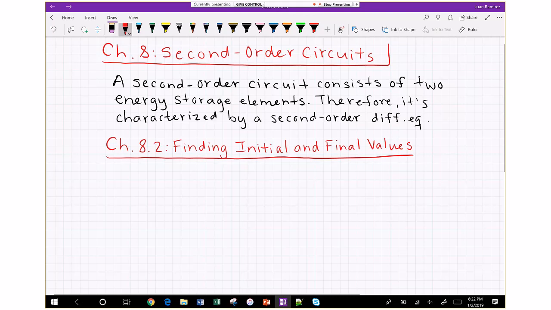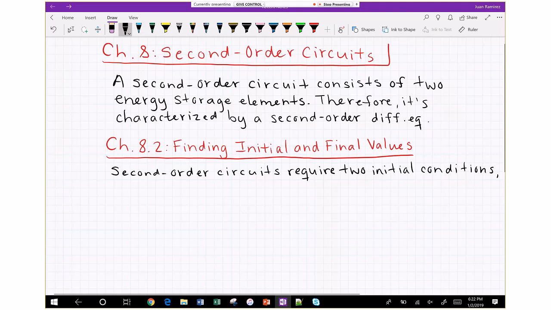Okay. Chapter 8.2, finding initial and final values. So again, second order circuits require two initial conditions, such as initial capacitor voltage and or initial inductor current.